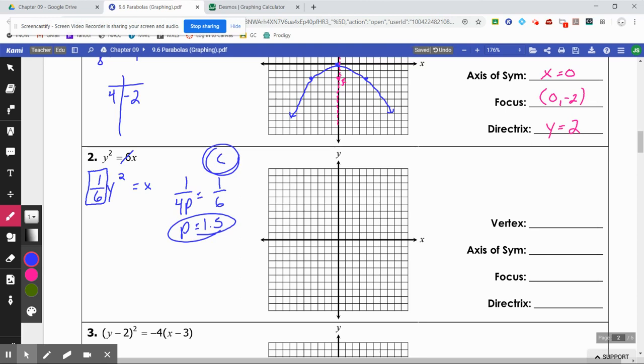Your vertex, you're going to look for any pluses or minuses on your y and x values. Since you don't have any, you will have a vertex of 0, 0. So there's my vertex.